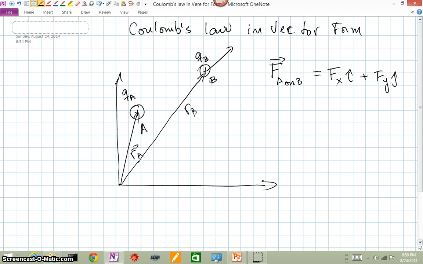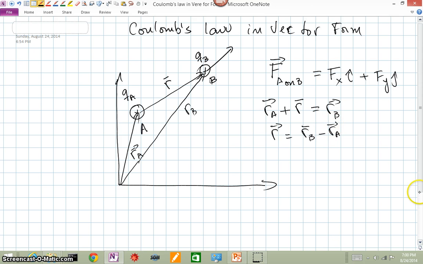Okay. And then what is this vector here? What is this vector that goes from A to B? Well, let's call that vector R. So we know that RA, which is this vector, plus R has to be equal to RB. This plus this is equal to this. So therefore, vector R, which is what we want, is RB minus RA.